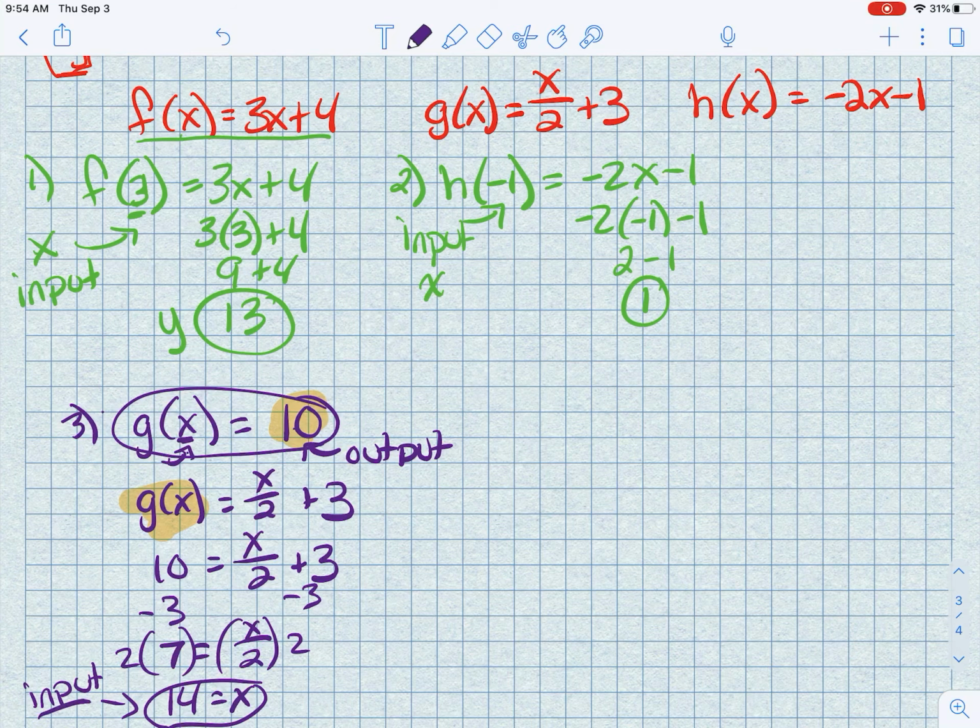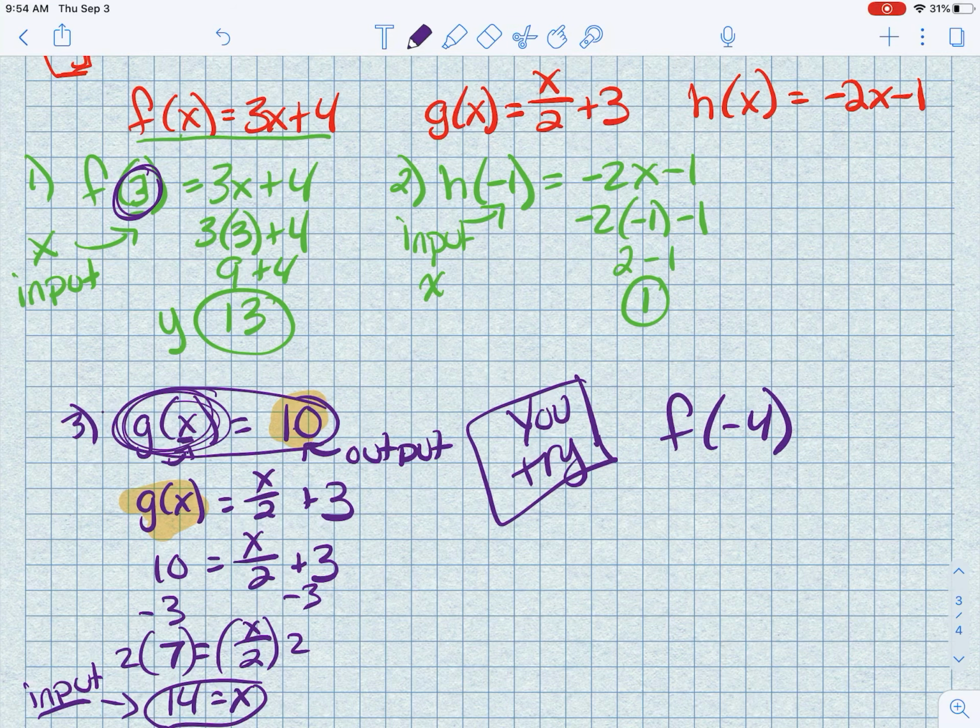So you can work backwards still from these. It's just like plugging and chugging, okay? Just pay attention to whether it's giving you the x value or it's giving you the output, the y value, the g of x, however you want to look at that. I want you guys to try this one. So you guys try f of -4 and see what you get. Go ahead and pause and try that.